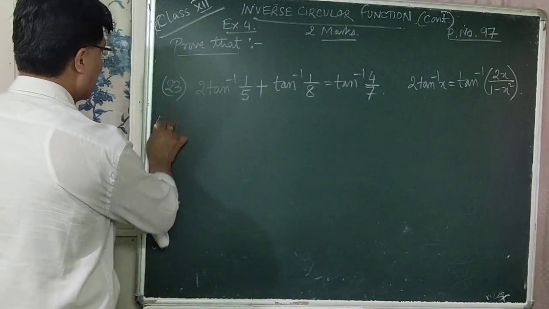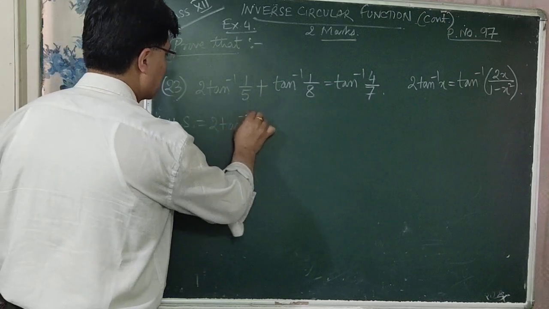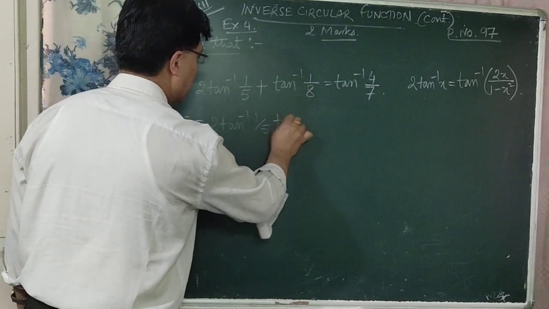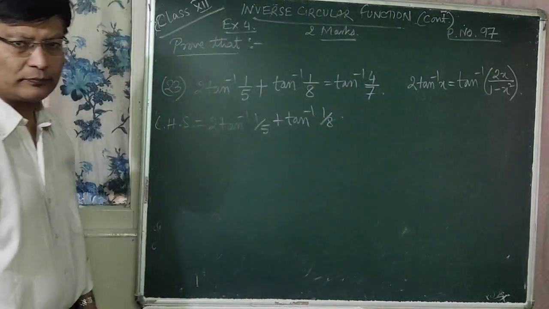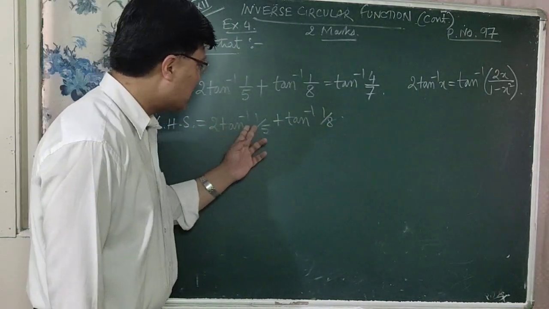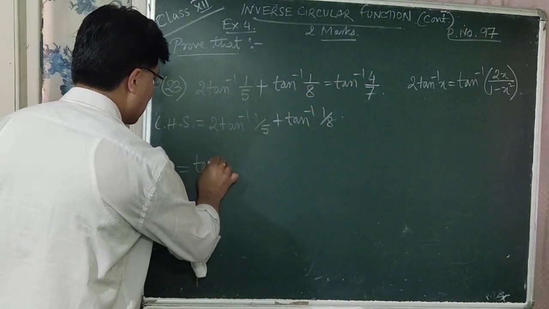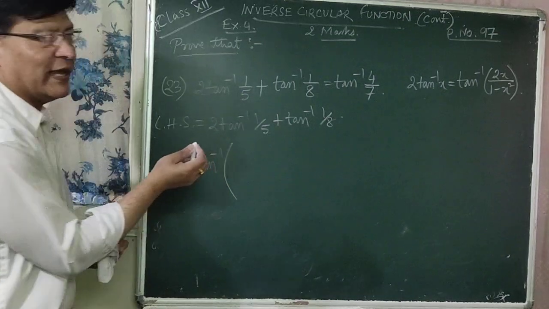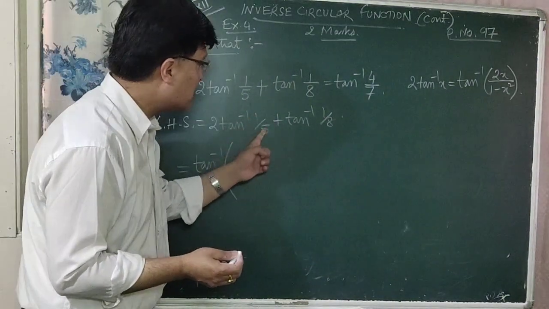So now let us write down LHS. LHS is equal to 2 tan inverse 1 upon 5 plus tan inverse 1 upon 8. So let us use the formula for this first term. Let us use that one. So which is equal to tan inverse. What is the value for x in this case? In this case, x is equal to 1 by 5.